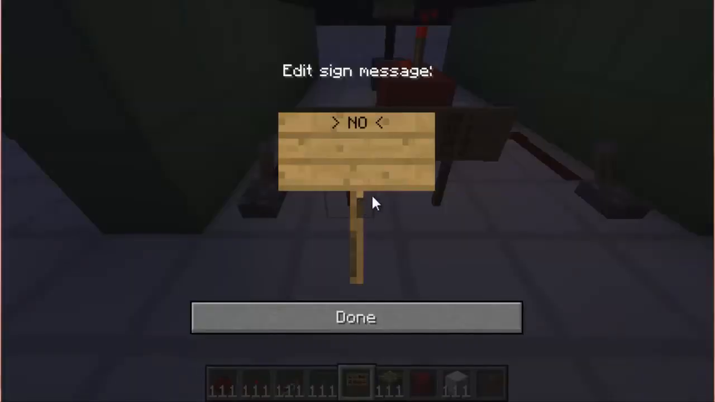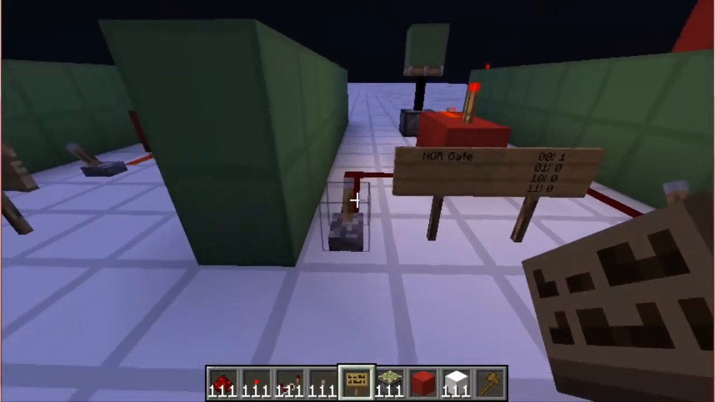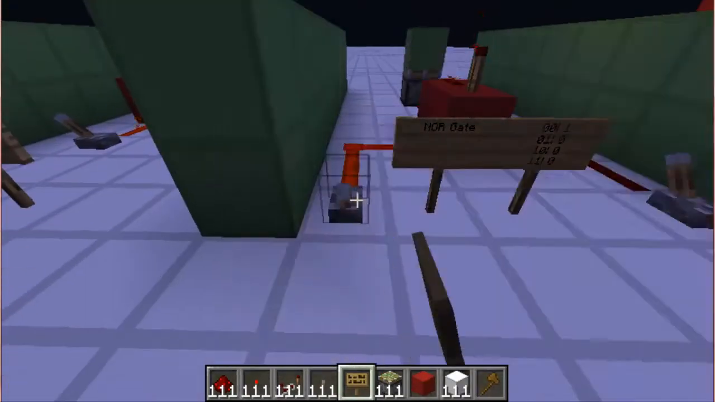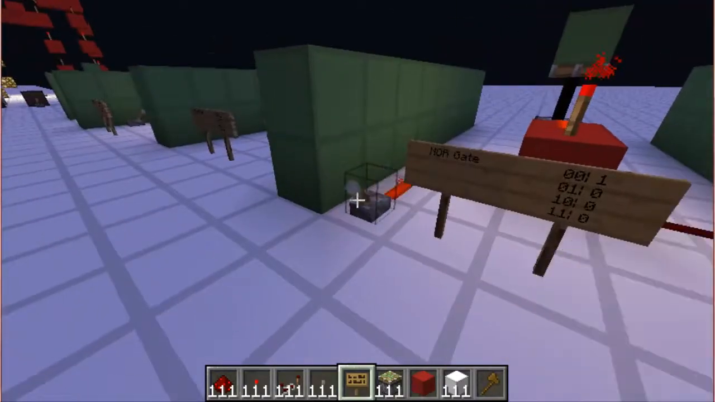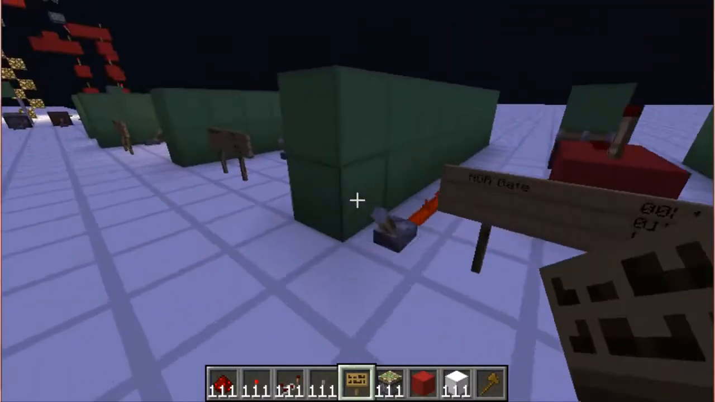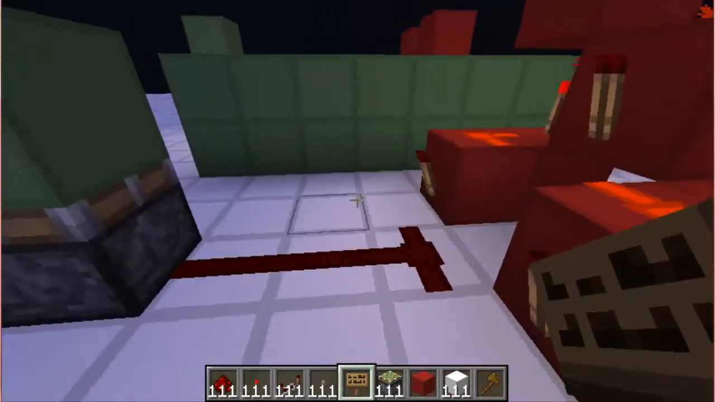And this is a NOR gate, and that just stands for not OR. So as you can see, if it's 0, 0, it's 1; 0, 1, it's 0; and then 1, 0, it's 0; and then 1, 1, it's 0 as well. We're also going to be talking about a couple more logic gates in this episode.